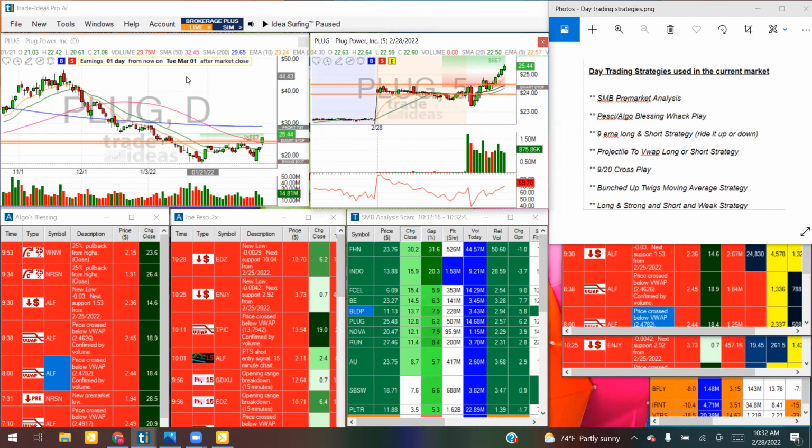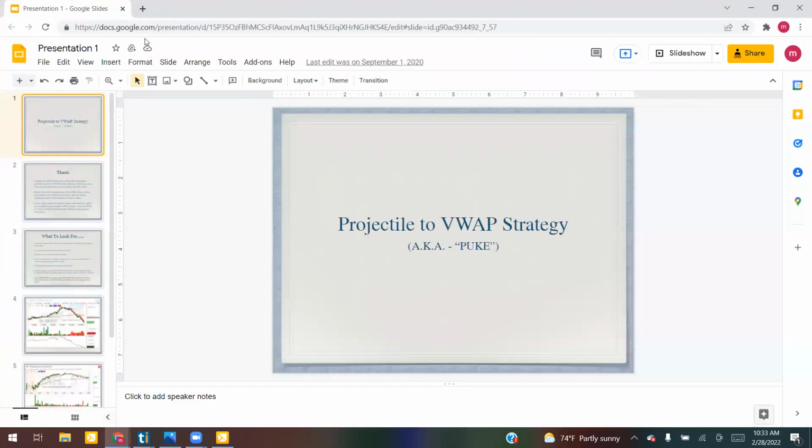So let's see what's next on our agenda. Oh, the projectile to VWAP long and short strategy. I was so mad, guys, last Thursday and Friday we didn't have any of these examples appear, because these are like nice looking strategies that can move. So let's get right to the document instead of me trying to explain. Okay, projectile document. Let's see. There we go.